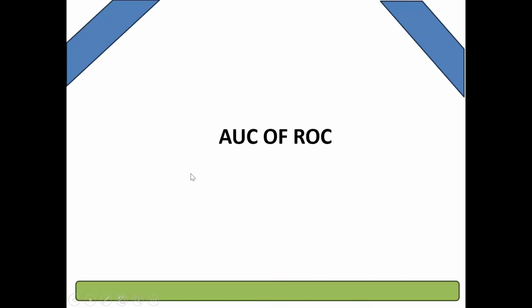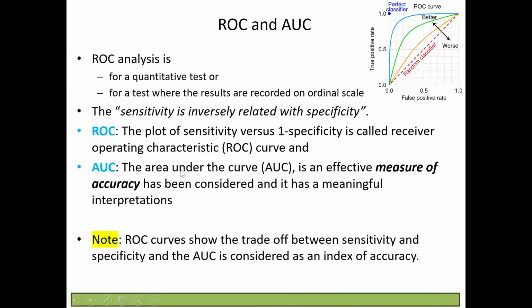Then sample size on the basis of area under the curve, which is a marker of accuracy. ROC analysis is for a quantitative test or for a test where the results are recorded on ordinal scale. So for a random classifier or a test without any diagnostic value, we get a straight line, the ROC curve. And if the curve is like this, the blue one here, the test is better in diagnosis.